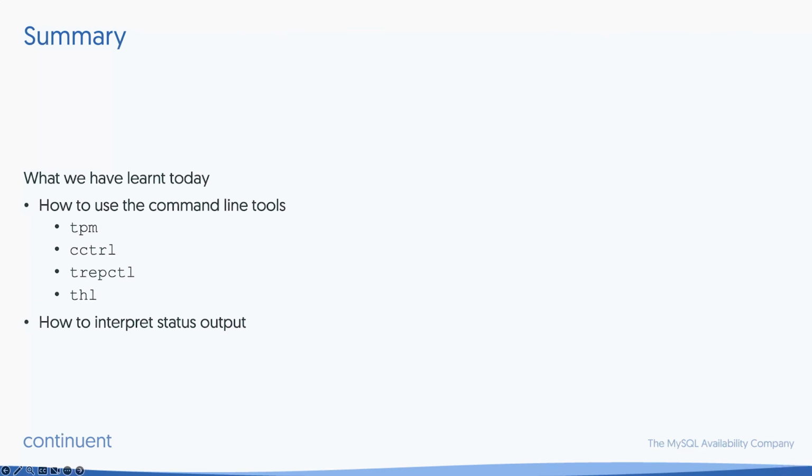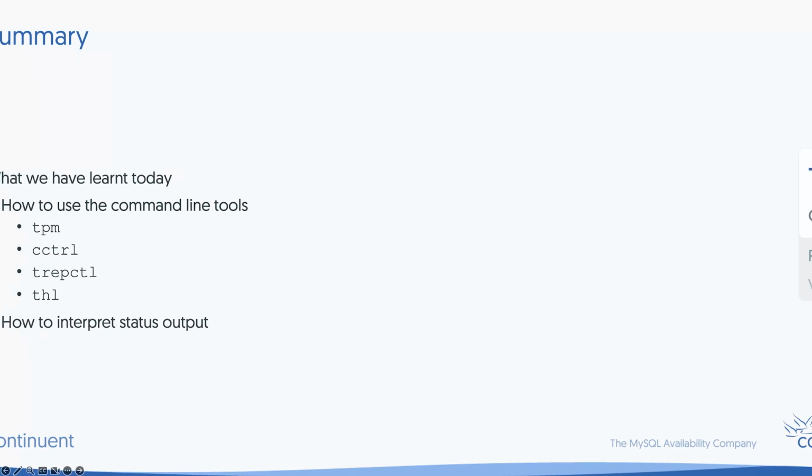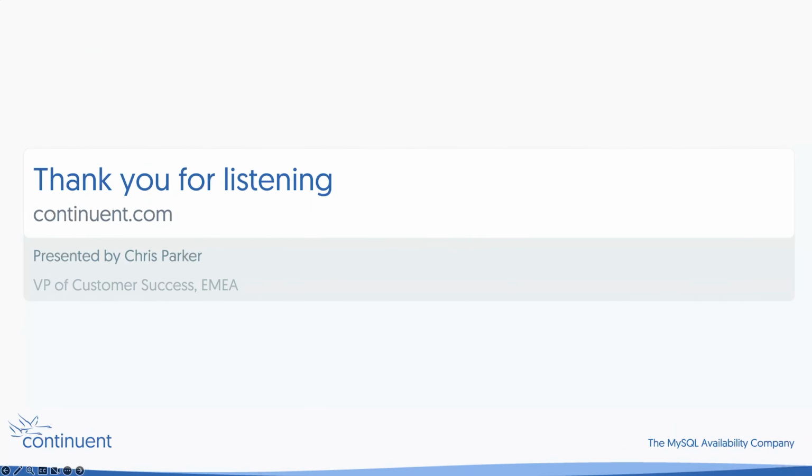So what have we looked at today? Well, we covered some of the basic commands for TPM, cctrl, trepctl, and THL. There are obviously, as I mentioned throughout, more advanced commands within each of those that can be used. Some can be quite destructive, and we could spend hours looking at all of the various options, but we just covered the most commonly used ones that will give you the basics to get started in your Tungsten Clustering training journey. So I do hope you found all of this useful.